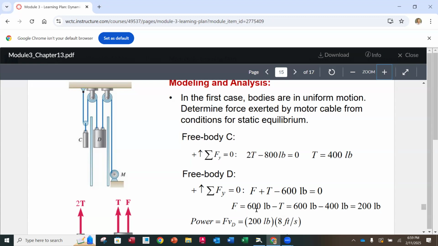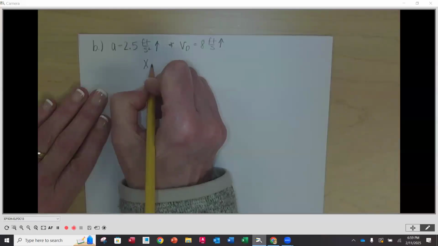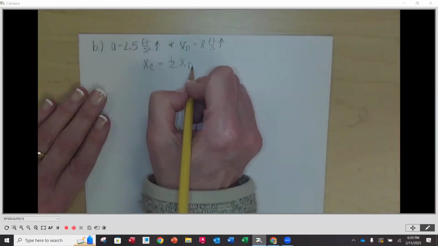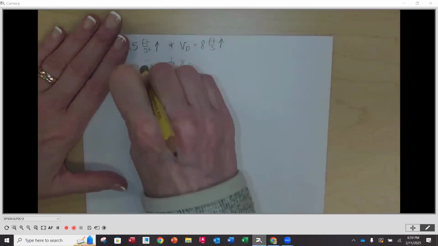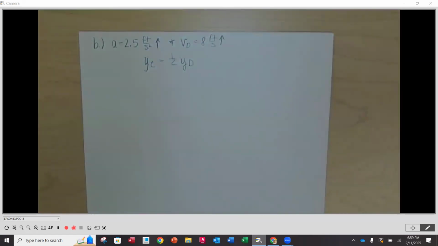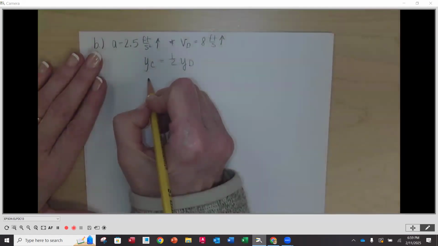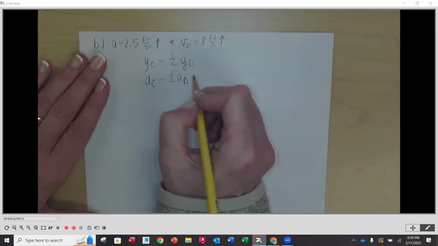Yeah. So what we can say is that XC is equal to half of XD, or it's not really X because it's vertical, but you know what I'm saying. It's just a distance. So we could do Y's. That's maybe the better way to do it. I did X just for distance. Okay. So the displacement in the Y direction of C is going to be half the amount of D. So with that, we can also say that the acceleration at C is going to be half the acceleration at D, right?